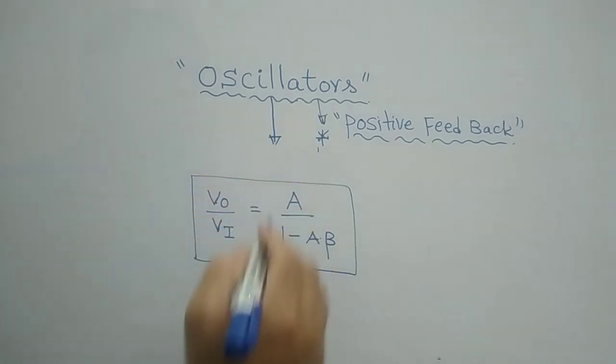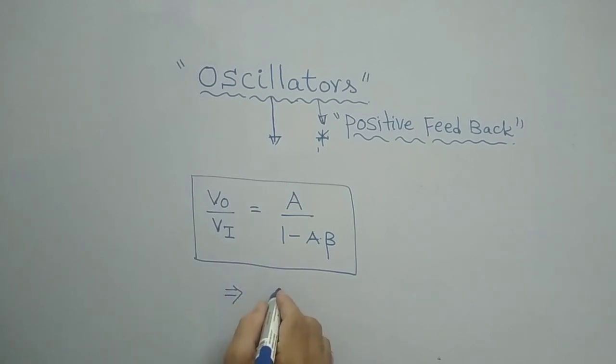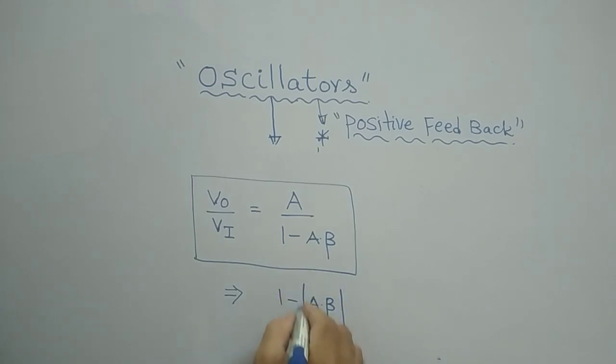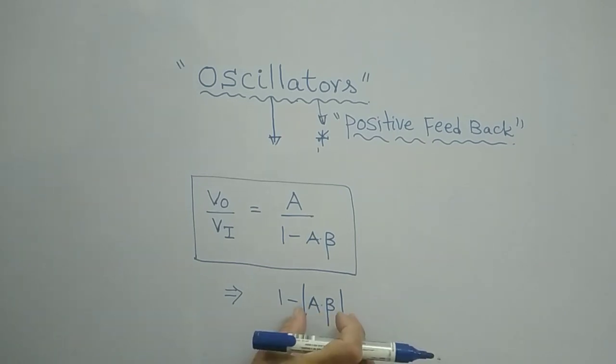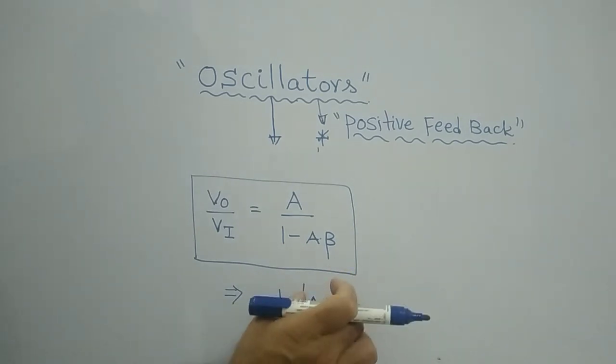Here in the denominator part, this implies 1 minus A into beta. You can take magnitude also. Sometimes your beta in the feedback network, beta is the gain of the feedback. Sometimes the feedback may have different elements also, means it may have some RC components, resistance and capacitance. Sometimes this feedback network may contain inductances as well as capacitances, right? In that case, normally we will consider this product in modulus, okay, in modulus, right?